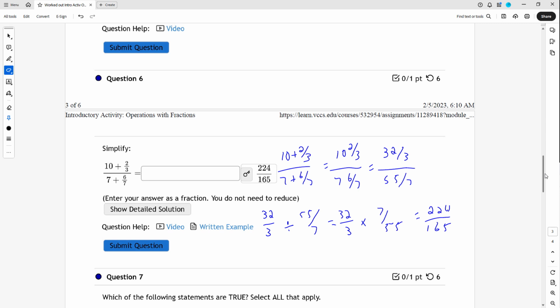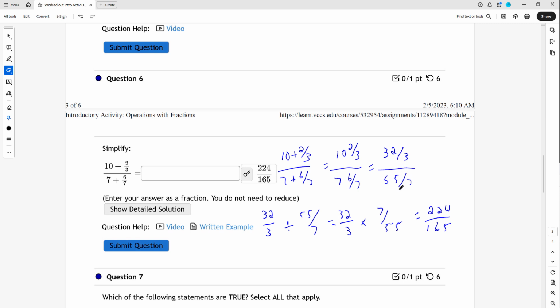Number 6, they ask us to simplify it. In this case here, I have 10 plus 2/3, so I have 10 and 2/3, and here I have 7 and 6/7. Then I convert each mixed number to an improper fraction. So I have 3 times 10, which is 30, plus 2 is 32. So here on top I have 32/3. Here I have 7 and 6/7: 7 times 7 is 49, 49 plus 6 is 55.